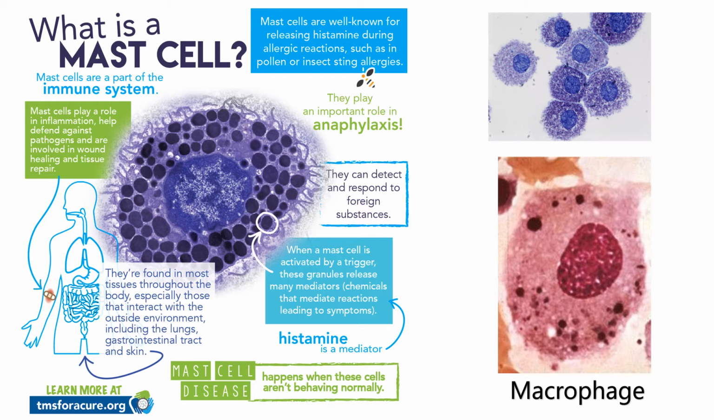They can detect and respond to foreign substances, and when a mast cell is activated by a trigger, these granules release many mediators or chemicals that mediate reactions leading to symptoms. And this mediator is actually histamine. So mast cell disease happens when these cells aren't behaving normally. So the images that you see on the right of the screen are actually how they look like under the microscope.